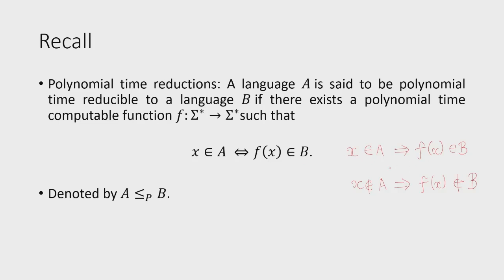Correct, because what does the first statement say? It says that if x is in A, then f of x is in B. This says that if x is not in A, then f of x is not in B. So together they just mean this, right? Yes.